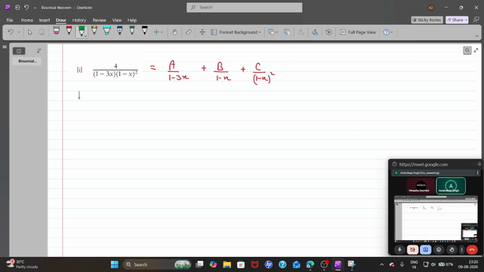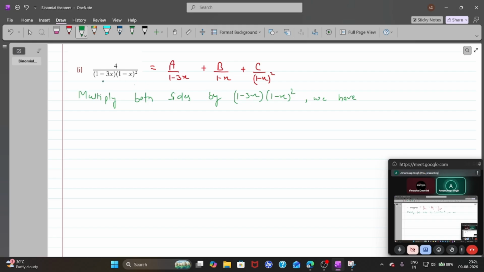So multiply both sides by 1 minus 3x, 1 minus x square. Then we have... What about 1 minus x? That's what I have written.